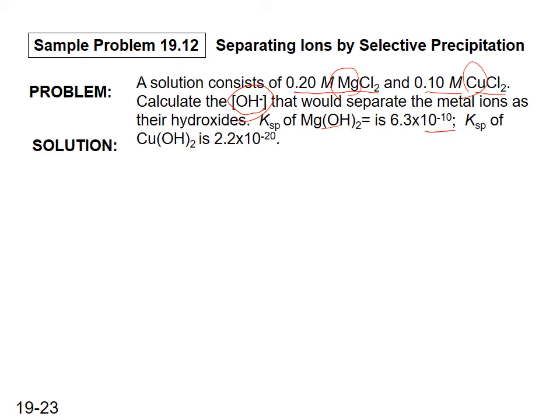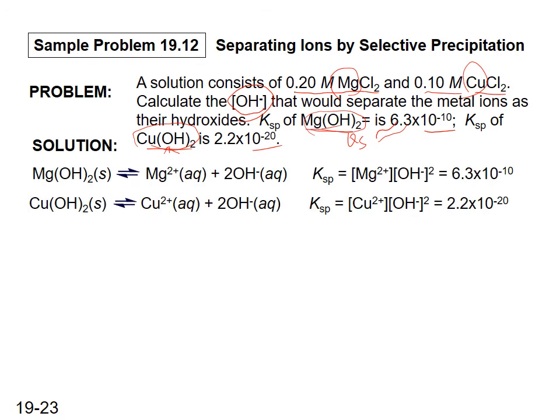One is 10 to the negative 10, and one is 10 to the negative 20. So apparently, copper hydroxide is less soluble than magnesium hydroxide. So if we add hydroxide, we expect copper hydroxide to precipitate first. As we showed in the last slide, the maximum hydroxide is the amount that makes magnesium hydroxide QSP approximately equal to its KSP, and that's the maximum hydroxide you can add. Otherwise, both will precipitate.